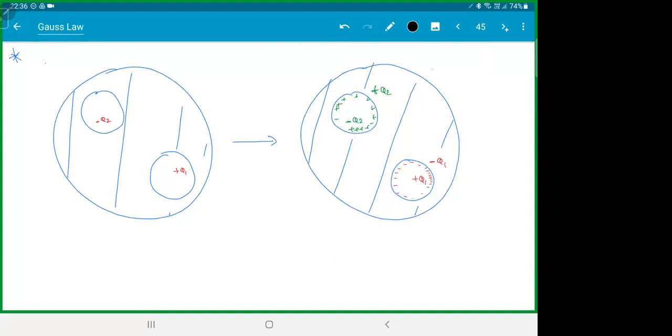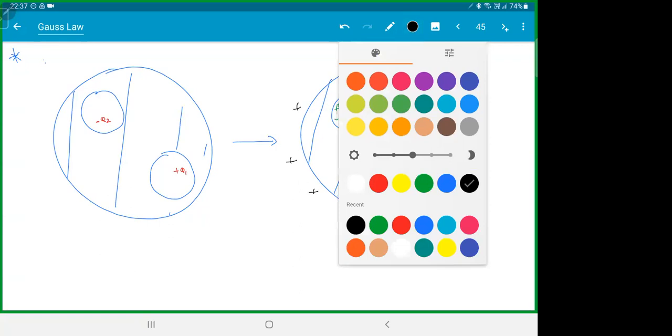Total outside will be how much? Q1 minus Q2, right? Now we don't know which is bigger. If Q1 is bigger, it is positive. If Q2 is bigger, it will be negative. Got this? And how will the field lines look like?